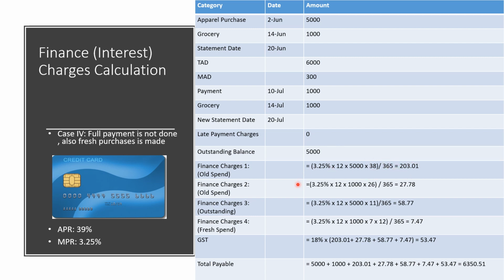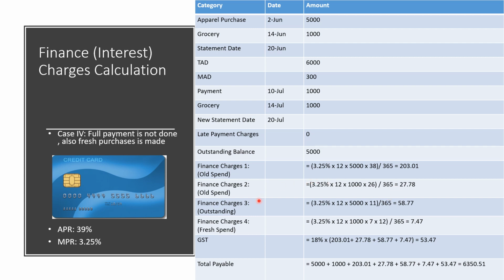The second finance charge on the old spend would be on this 1000 rupees, which would be the same formula into 26 days. This 26 days is coming from the date of transaction, which is 14th June, till the date of the part payment, which is 10th of July, which is 26 days. So that is 27.78 rupees.